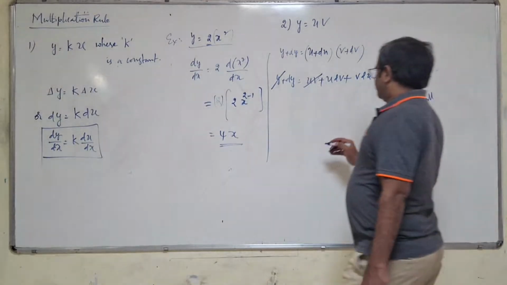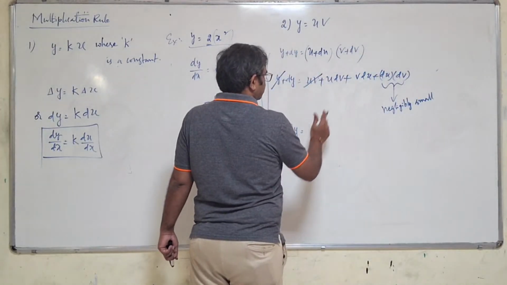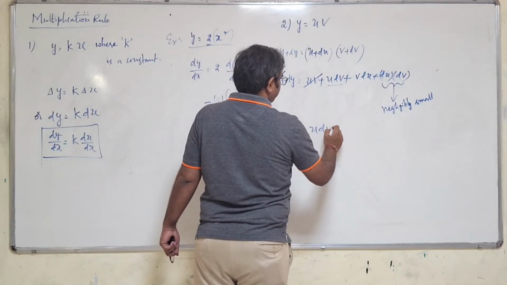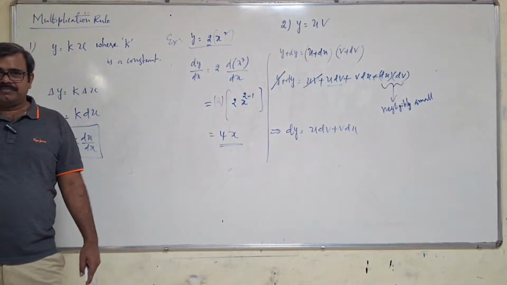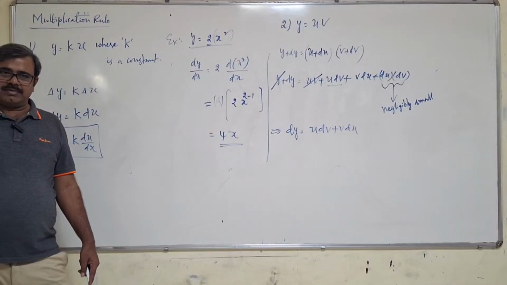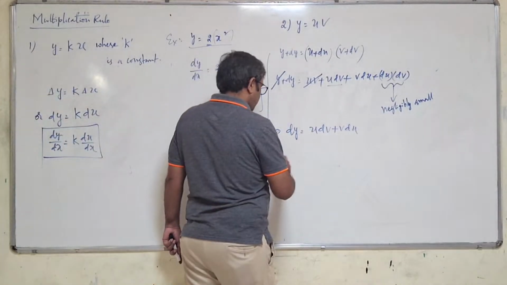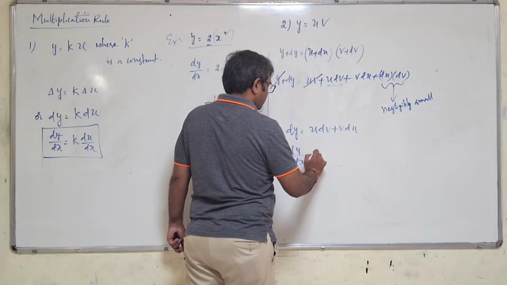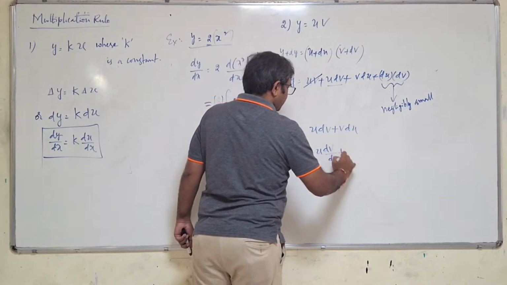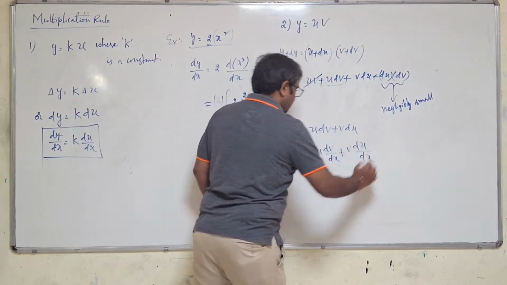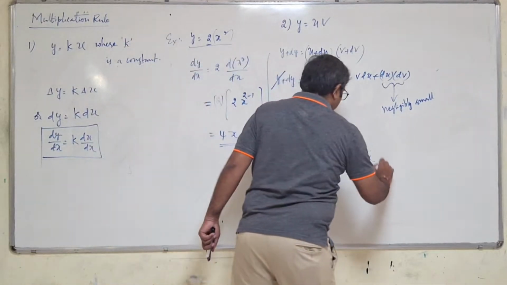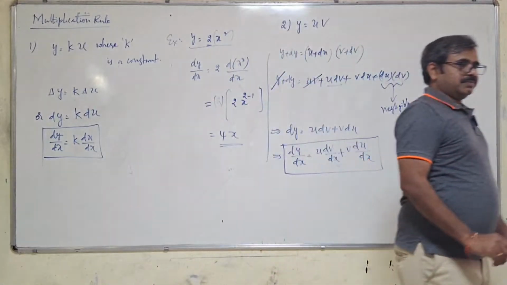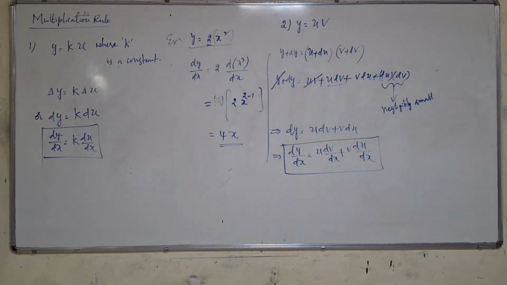Right? So dy is equal to, what do you get? u dv plus v du. This got cancelled, this became negligible. So what else are we left with? u dv plus v du. Now multiply with dx in the denominator. What do you get? dy by dx is equal to u dv by dx plus v du by dx. Do you understand this? This is the multiplication rule. You need to remember this rule. Very important. We will use it many number of times. Note down this, please. Any questions?